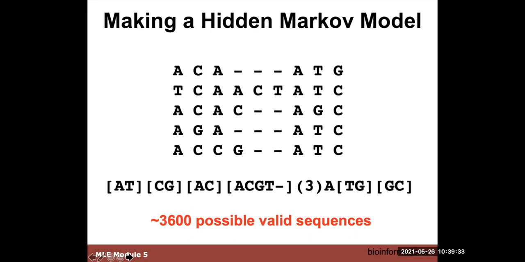And if you do the math, this motif would have about 3,600 possible valid sequences, which is a huge number and probably is not terribly useful in terms of defining a sequence motif. And the fact that there's this inclusion of gaps and other challenges with the regular expression makes the regular expression kind of useless. And what it would suggest is that a hidden Markov model would be better. So we're going to use this multiple sequence alignment to help build it out.